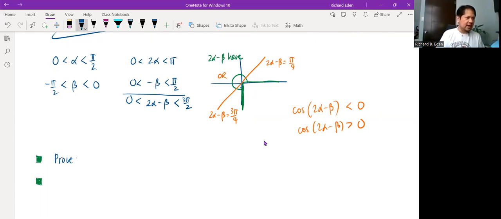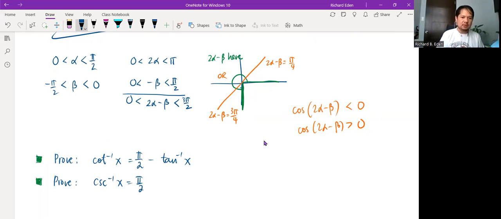Right. So prove that cotangent inverse of x equals pi over 2 minus tangent inverse of x. Also, cosecant inverse of x equals pi over 2 minus secant inverse of x. All right.